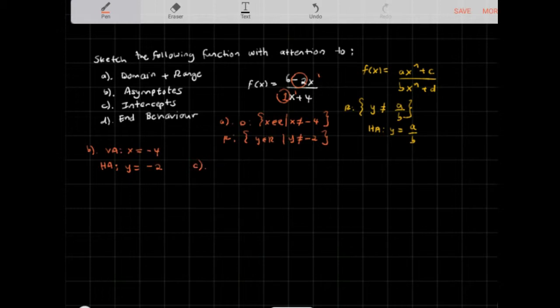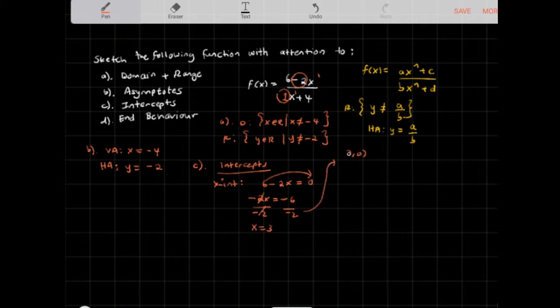For the intercepts, let's start with the x-intercept. We stated that for rational functions, the x-intercept was just as easy as setting the numerator equal to 0. So we have 6 minus 2x is equal to 0. If you wanted to solve for this, I would move the 6 to the other side. You get -2x is equal to -6. If I divide this by -2, x is equal to 3. So the x-intercept here is (3, 0). This is pretty useful. Now we have the x-intercept.